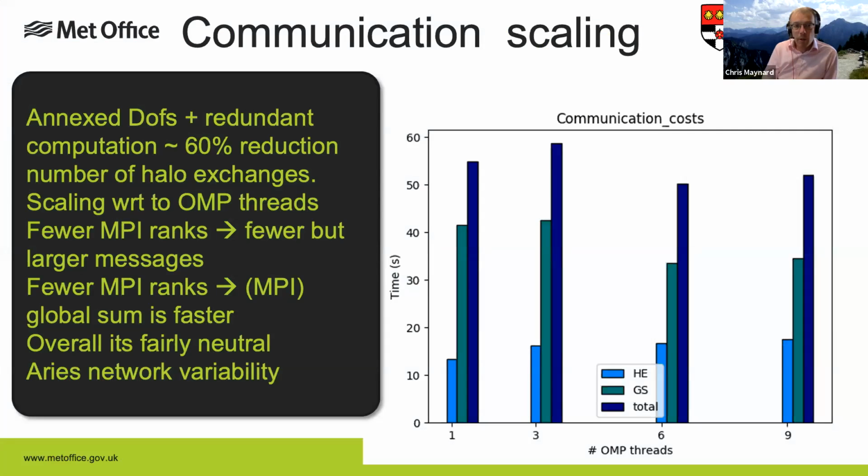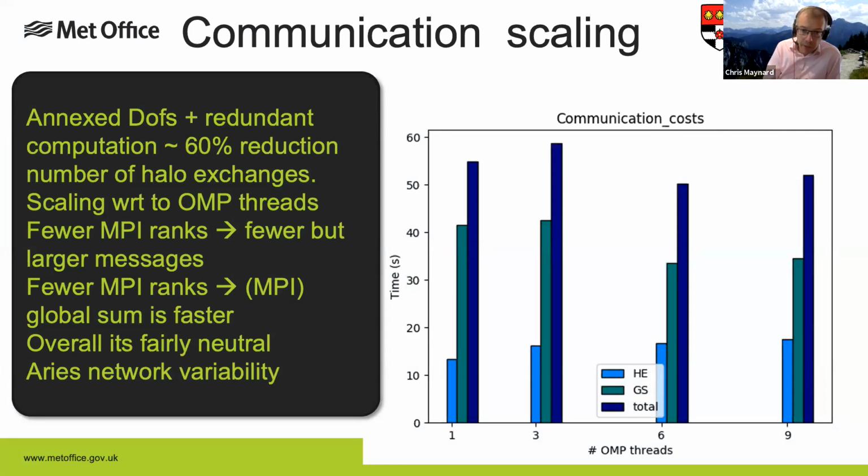If we look at the total cost of communication, the communication scaling, we looked at the computation scaling, which is definitely beneficial for redundant computation. We do the annex DOFs and redundant computation, and we see a very large reduction in the number of halo exchanges. And again, this is the scaling with respect to the number of OpenMP threads. With fewer MPI ranks, there are fewer but larger messages. And with fewer MPI ranks, you might think the global sum might be faster as well. And so what we see here is, you can see the plot.